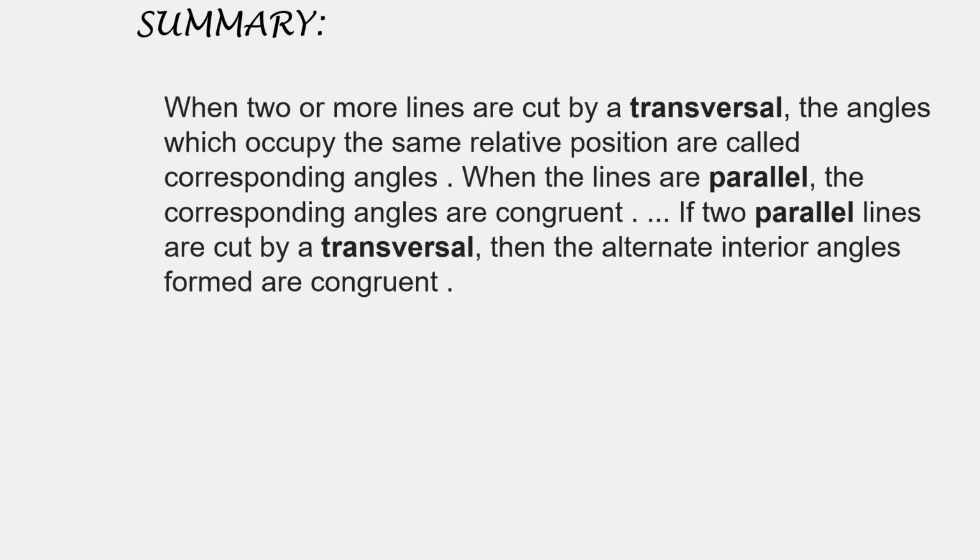When two or more lines are cut by a transversal, the angles which occupy the same relative position are called corresponding angles. When the lines are parallel, the corresponding angles are congruent. If two parallel lines are cut by a transversal, then the alternate interior angles are congruent.